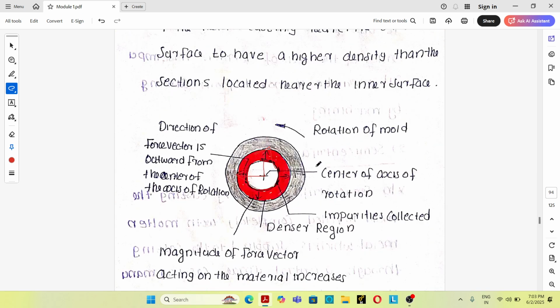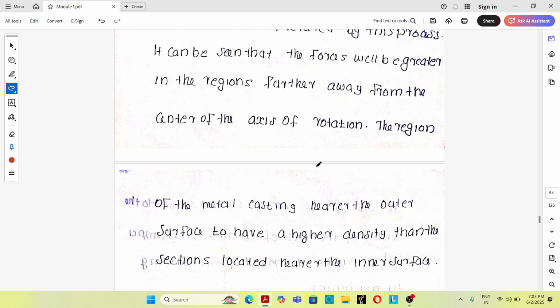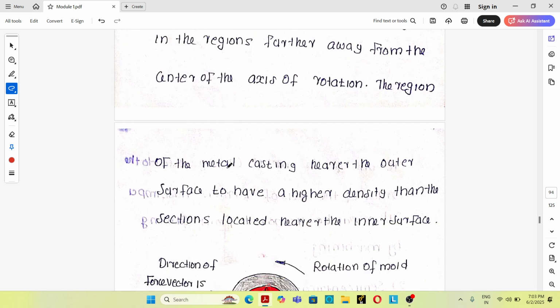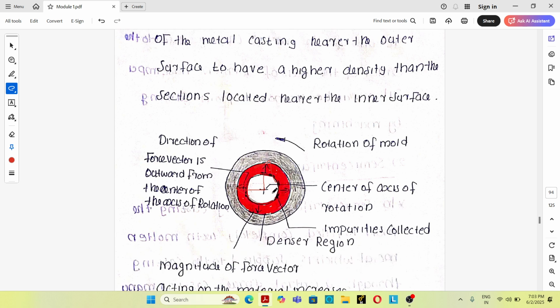So what about impurities? The impurities have less weight compared to the molten material, so the impurities will always accumulate near the axis of rotation. The impurities have less density compared to the molten material. The impurities will always be collected in the less dense region. So this is the less dense region and this is the high density region. Why does the density increase here? Because in this region, a large amount of centripetal force will be acting.